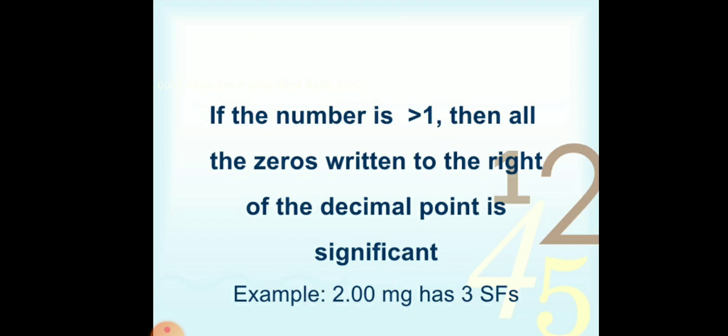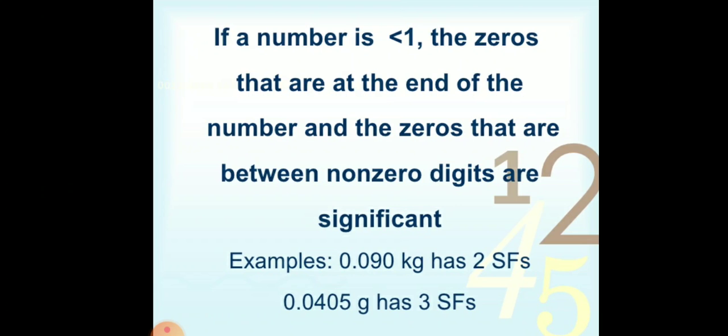For example, 3.500. It has 4 significant figures. So if the number is greater than 1, then all the zeros written to the right of the decimal point are significant. If the number is less than 1, the zeros that are at the end of the number and the zeros that are between the non-zero digits are significant.